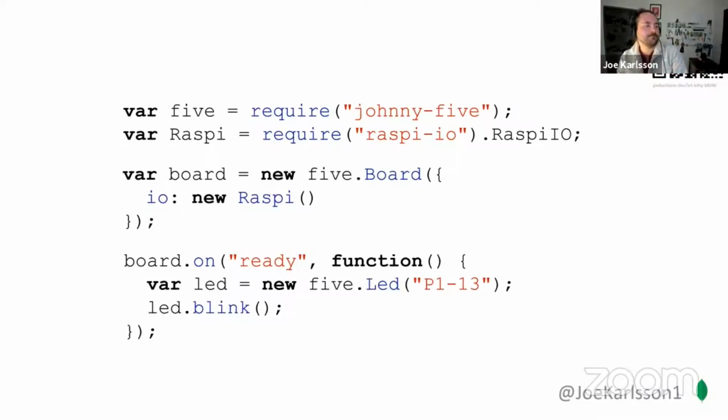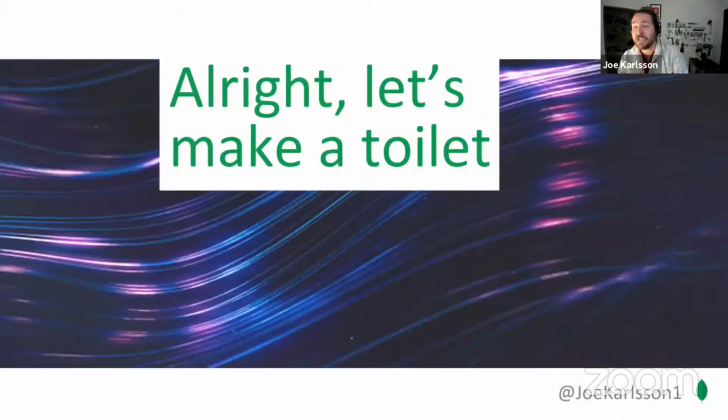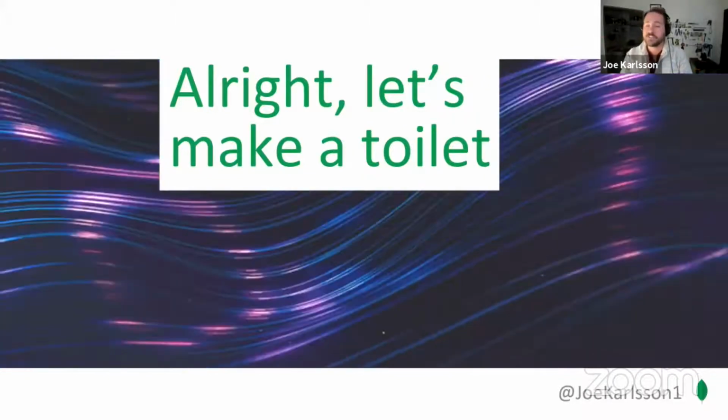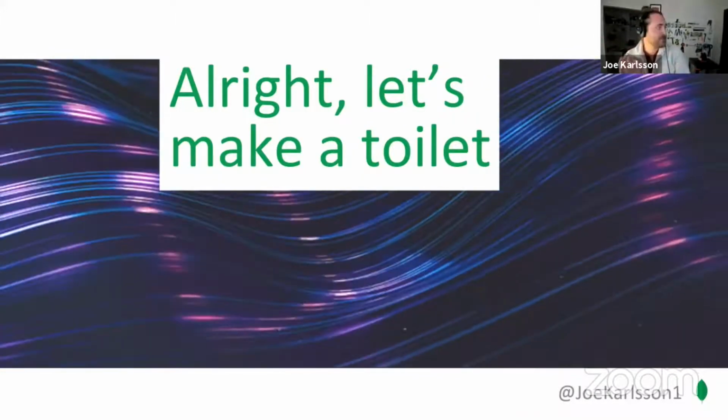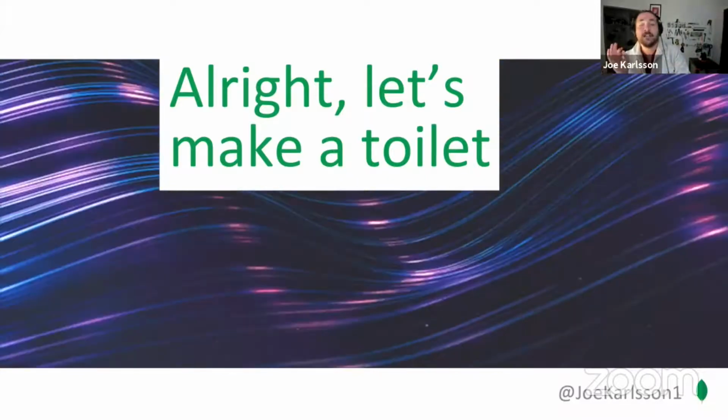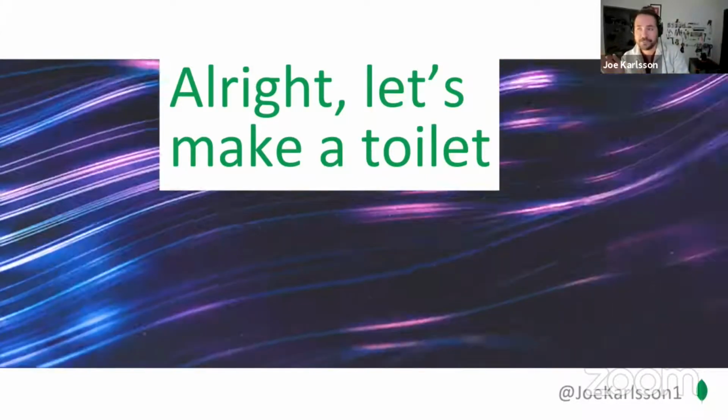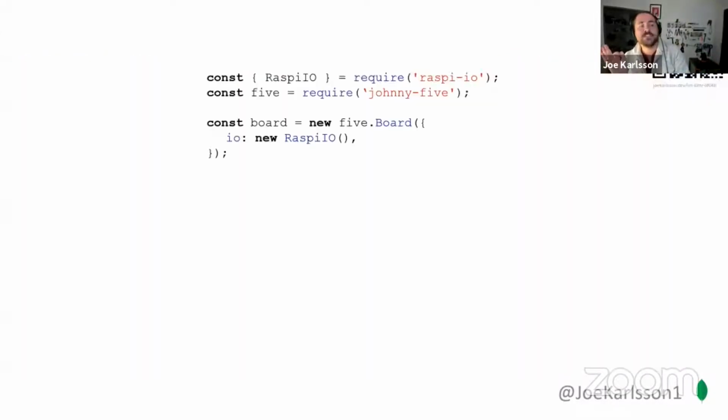All right, so now we got a hello world working. Our board is initialized. Circuits are fine. I know we have a base working condition here. Let's go ahead and start developing our toilet. So we're going to do the same thing. We're just going to initialize a brand new Raspberry Pi Johnny 5 board.